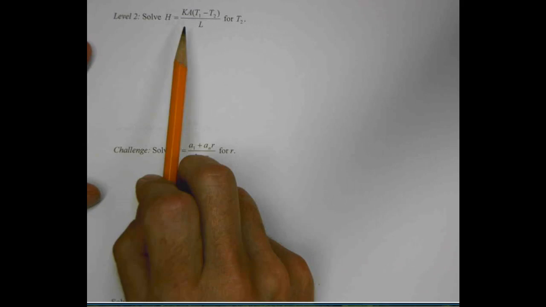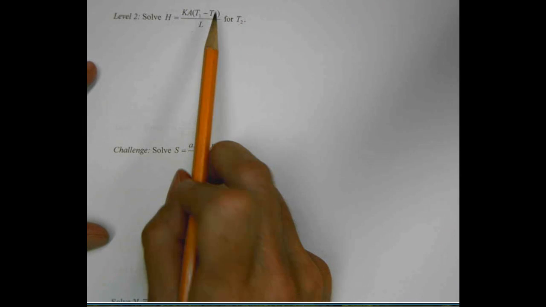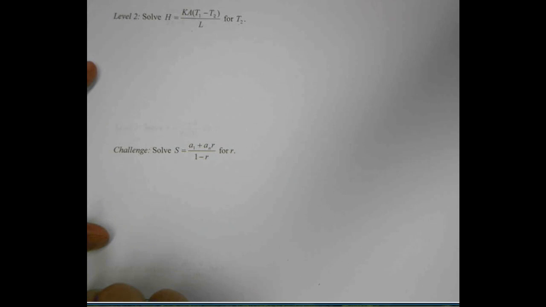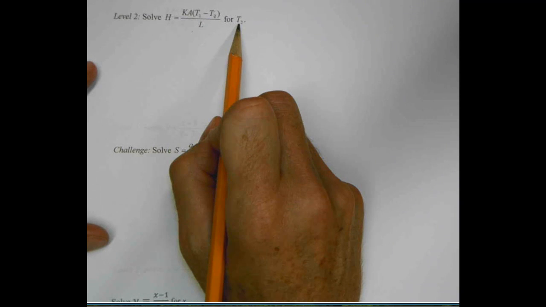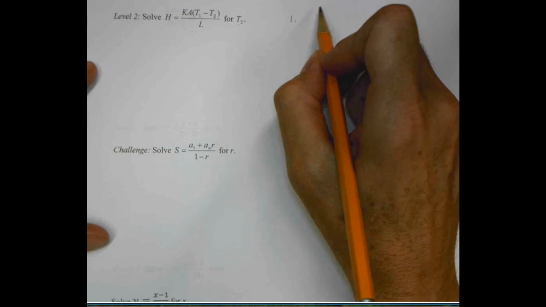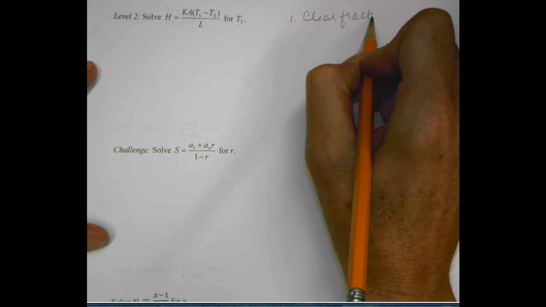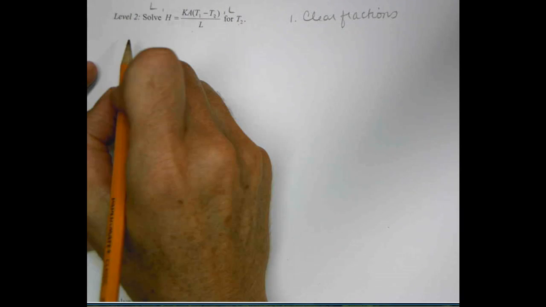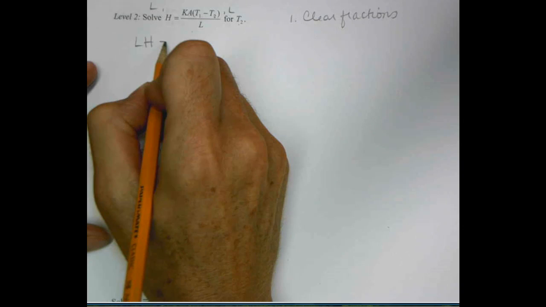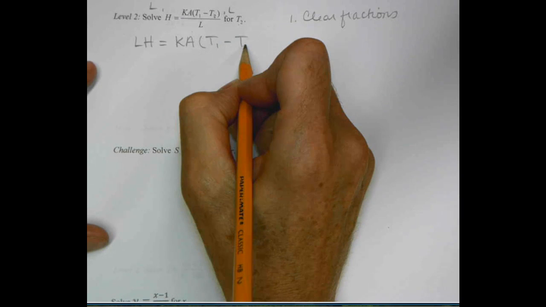Here's another one for you to try. I want to solve for the T sub 2, which is here. I'll give you a minute. And when I come back to this, I want to solve for the T sub 2, so the same first step as always, clear fractions. So I'll multiply both sides by L, and I have LH equals Ka times the quantity T sub 1 minus T sub 2.